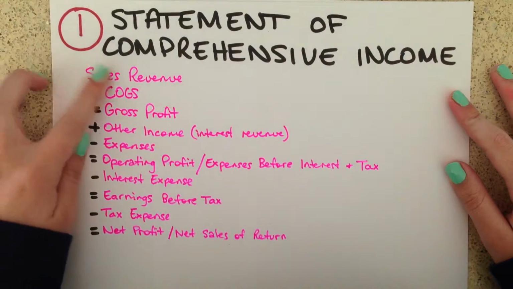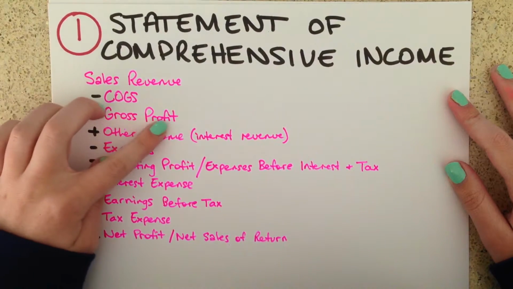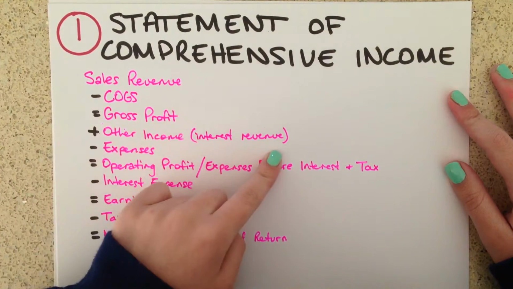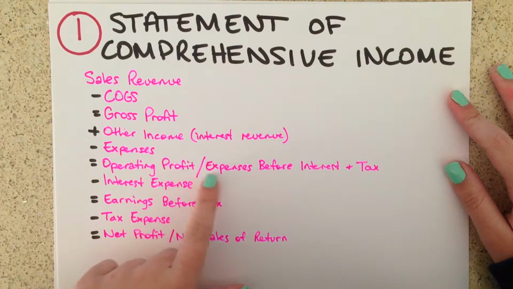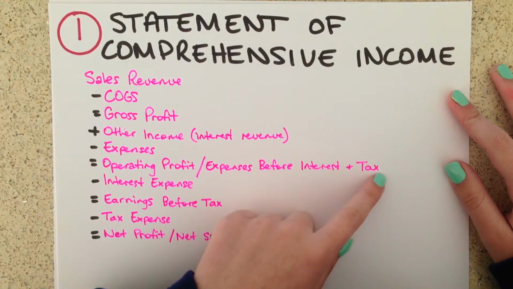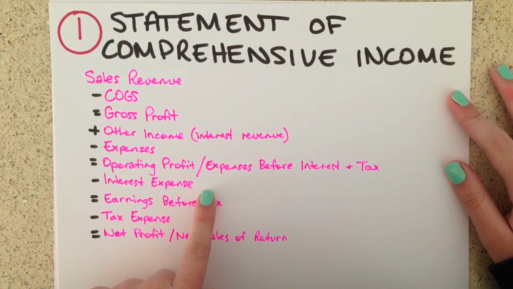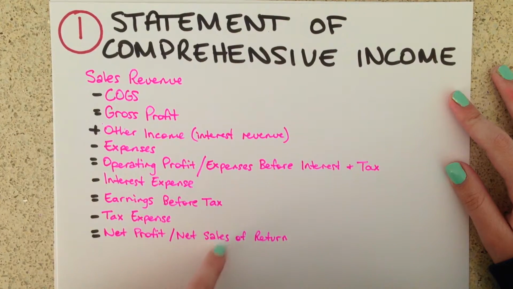So we start with the sales revenue minus COGS equaling the gross profit, plus any other income including interest revenue, minus expenses equals operating profit or earnings before interest and tax, minus interest expense equals earnings before tax. Then you minus the tax expense and you get the net profit or net loss.